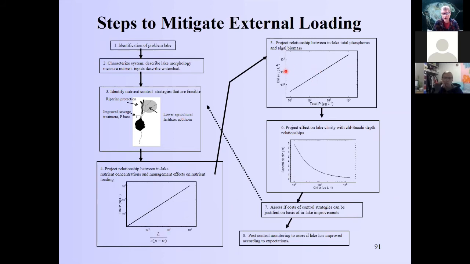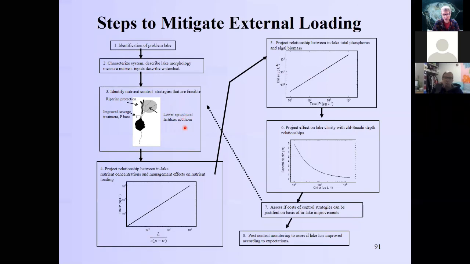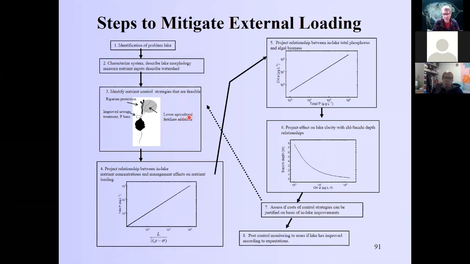Then, as we talked about, you use these relationships with chlorophyll and phosphorus, in micrograms per liter, and Secchi depth, and say, okay, are the costs of these controls justified based on in-lake improvements? And the final thing is that if you do put the control measures in, you have to continue monitoring to see if the lake has improved to meet expectations. This is where giving the public realistic expectations is important, because then you can go back and say, okay, did it match? And if it didn't match, why didn't it?